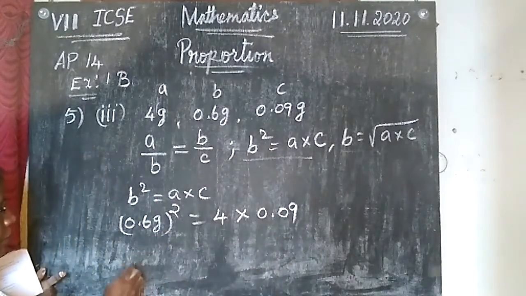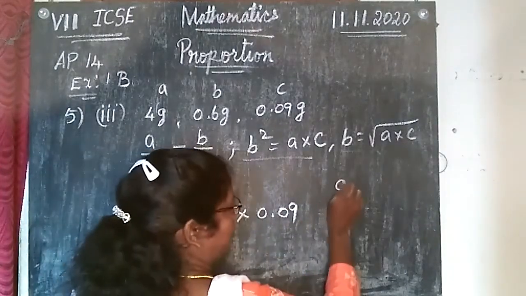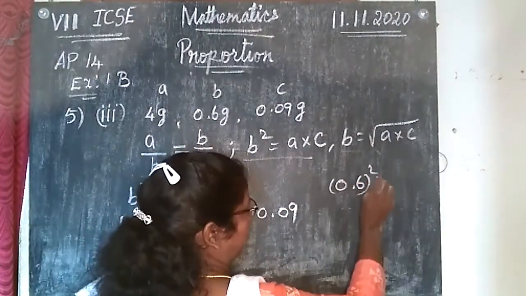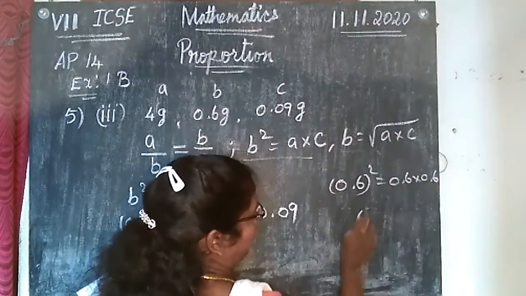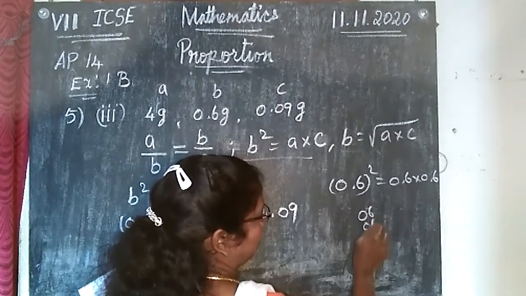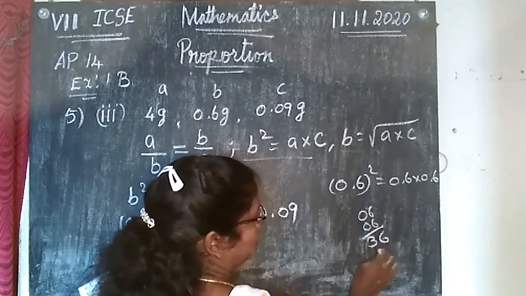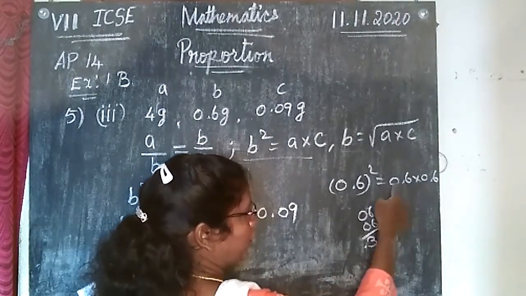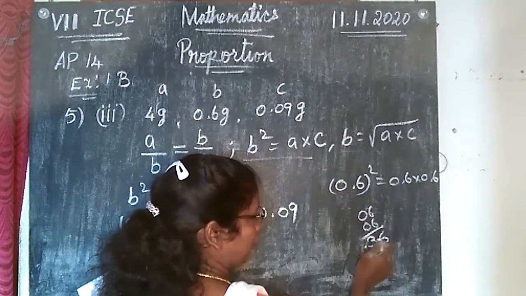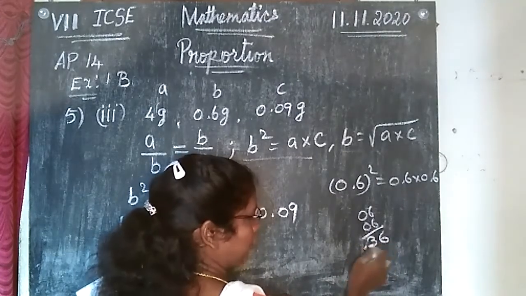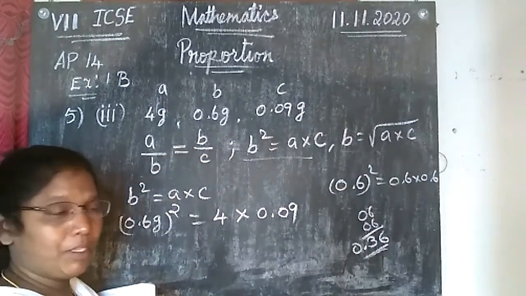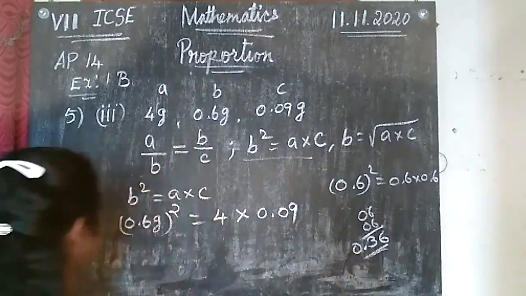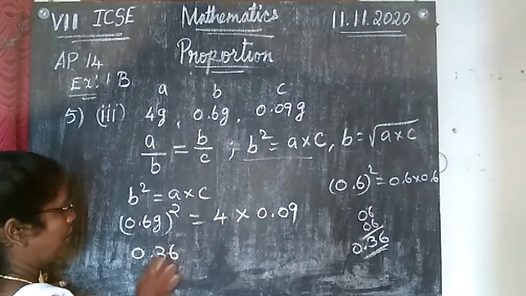0.09. You multiply. 0.6 whole square means 0.6 into 0.6. We'll multiply, 6 6s are 36. How many digits? We have 2 decimal places here, so after the decimal, I am keeping the point here. Before 2 digits, we are keeping the decimal. So 0.36 is our answer.